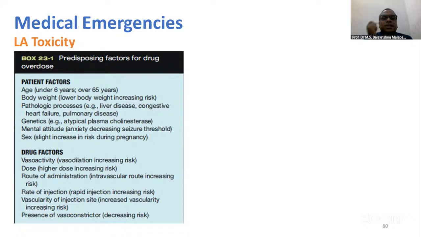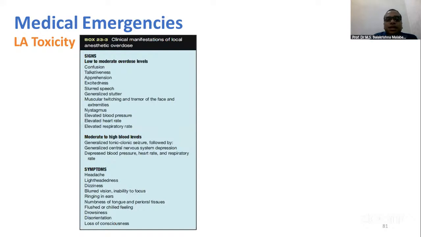And if the patient has liver disease, congenital heart disease, pulmonary disease, or congestive heart disease, that could be a reason for getting LA toxicity. And drug factors also: if the patient is taking a combination of drugs, or is on drugs which are vasodilating, there could be increased risk. If the dose of the medicine is very high, and also the route of administration. So many factors are there. So please be informed that it's not only the dose, the other factors are also responsible for LA toxicity.